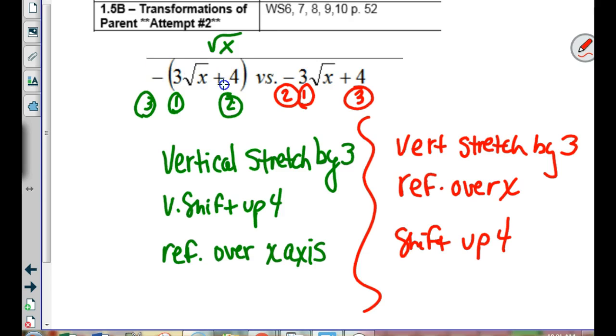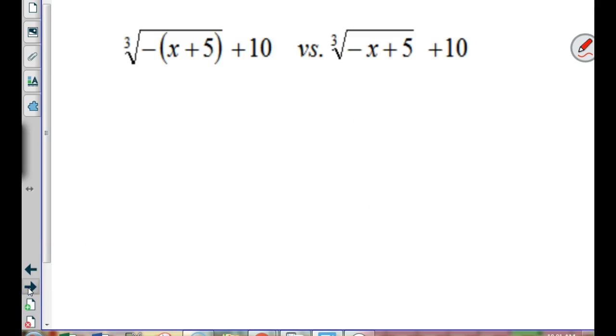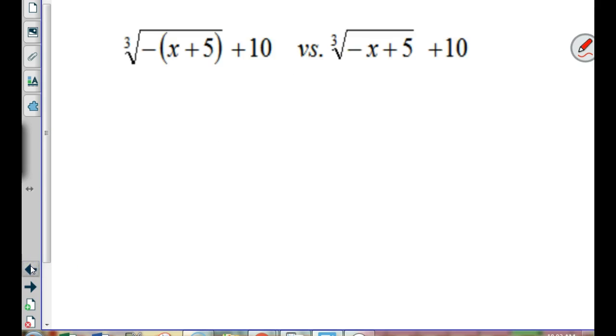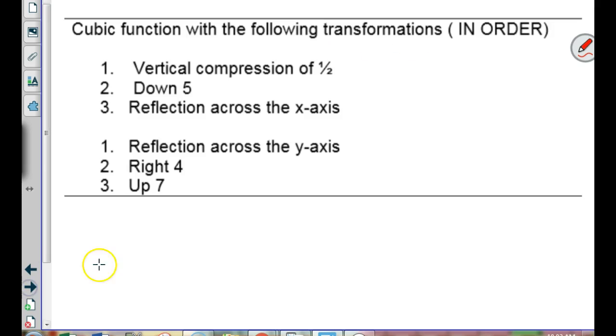Are they going to be the same thing? Think about that. If I distributed this negative, would I get this? No, I'd get a -4. They're not the same thing. And you could graph them to show. I just don't want to run out of time. I'm actually going to skip this one. Yeah, I'm going to skip that one for now.